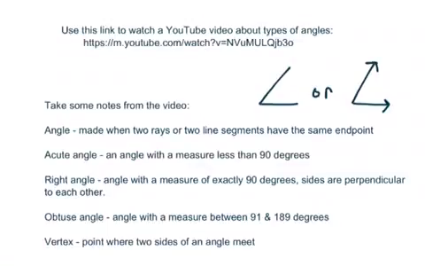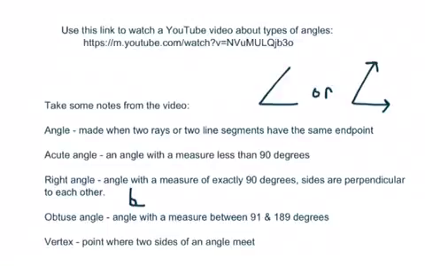An acute angle, a cute little angle, is an angle that is less than 90 degrees. And then a right angle has a measure of exactly 90 degrees. I'll just show you that one. And we could do the corner sign there for a right angle. And we say that the sides are perpendicular to each other, which means where they meet at a 90-degree angle.